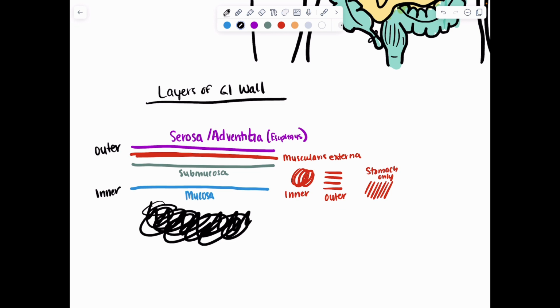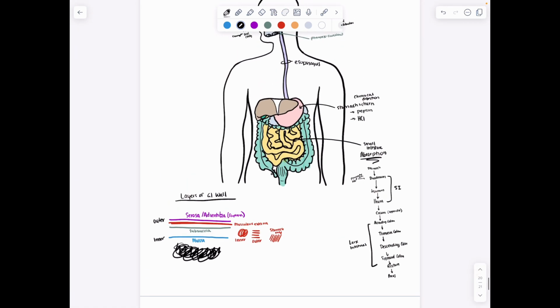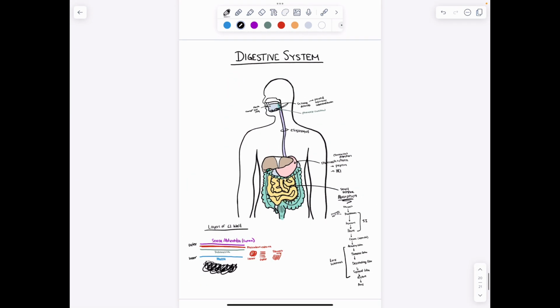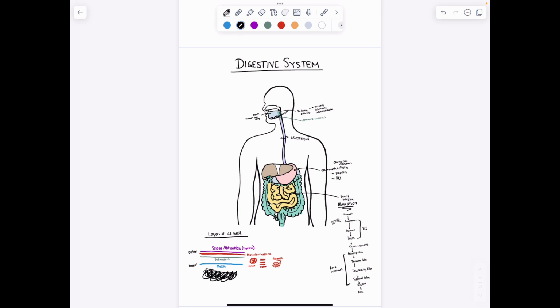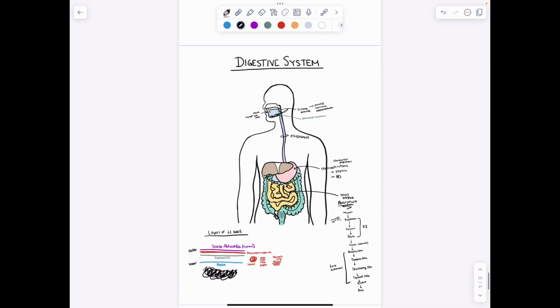Sometimes there is muscle tissue found within different regions that is helping with that movement, all of that peristalsis, or moving the food through the digestive system. I did not have another image for that.